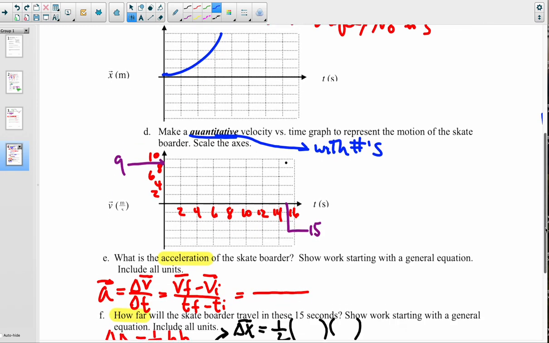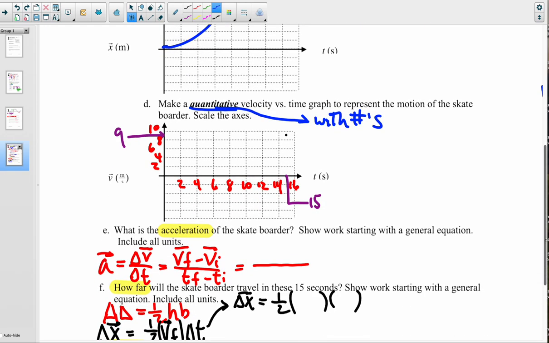And then as we go down here further, she's speeding up. Her initial velocity is 0. And we know that 15 seconds later, her velocity is 9 meters per second. So I'm going to go ahead and draw a line on here connecting those points. And we go from a velocity of 0 to 9 meters per second at the 15-second mark.